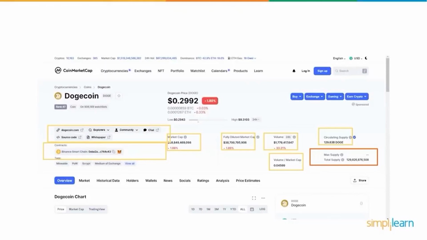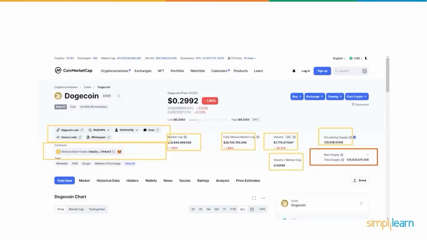Beside the market cap option, you can see fully diluted market capitalization, which is 38,700,795,906. It is the capitalization when the max supply of Dogecoin was in circulation. And on the right side, just before total supply, you can see the volume of Dogecoin, 1,779,417,647. It is the value of Dogecoin traded in 24 hours.